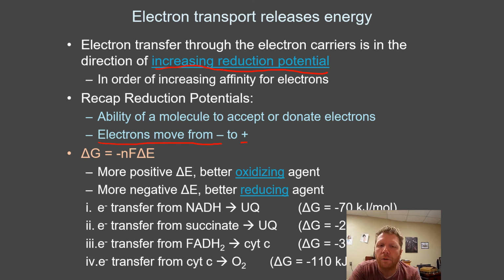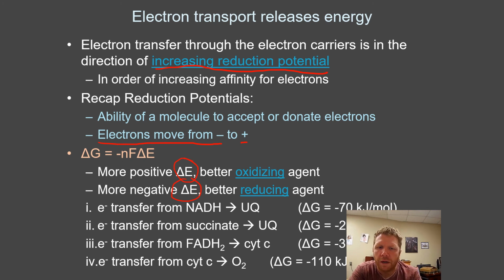Okay. Now, the free energy of this can be summed up with delta G equals negative n, number of moles, times F, Faraday's constant, times delta E, the change in potential. So the more positive your delta E is, the better of an oxidizing agent. The more negative your delta E is, the better it is as a reducing agent.